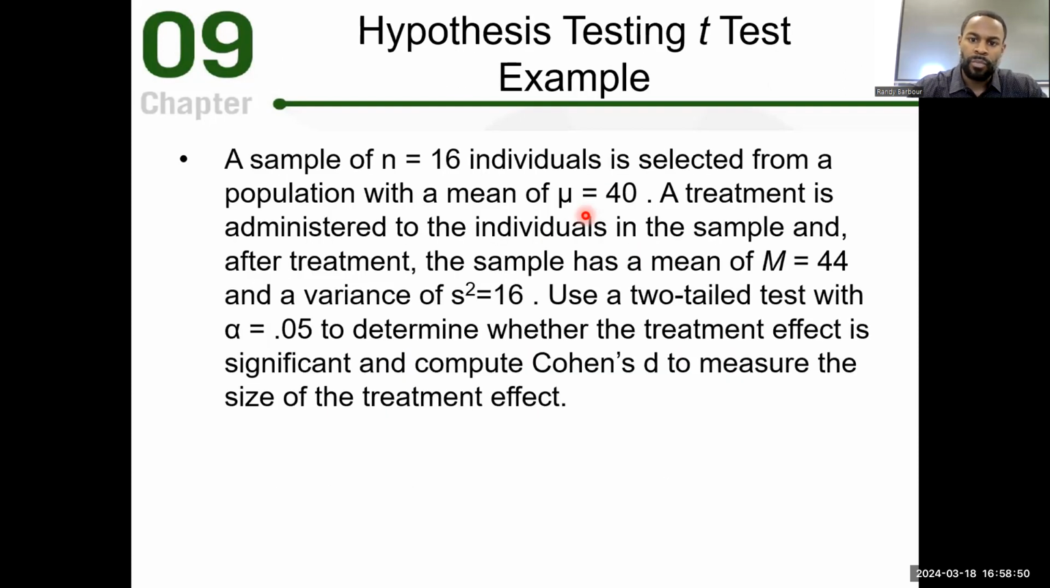All right. So here is another example, right? It says you have a sample of n equals 16. You have a population mean of 40. You have a sample mean of 44. You have a variance of 16. It says use a two-tailed test with a 5% significance level to determine whether the treatment effect is significant and compute Cohen's d to measure the size of the treatment effect. Okay, so I'm going to walk you through this example. This is a good one to highlight. So let's do this really quickly so you can get an idea of how this would work.